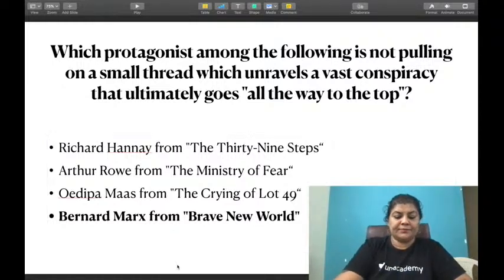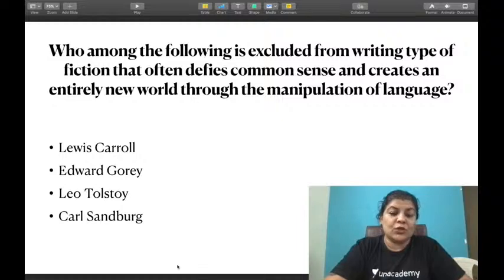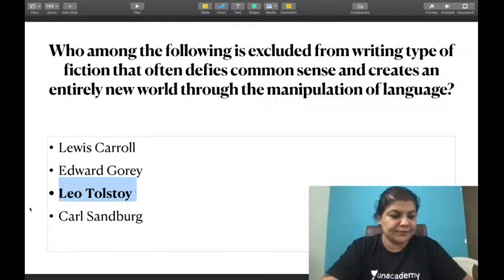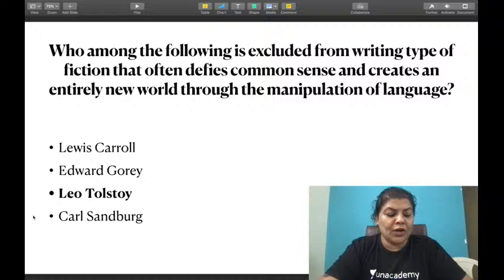That is wrong. Who among the following is excluded from writing a type of fiction that often defies common sense and creates an entirely new world through the manipulation of language? Fantasy. Probably you don't know Edward Gorey or Carl Sandburg. Lewis Carroll did that. Definitely you should know Leo Tolstoy did not do that. Did you understand?